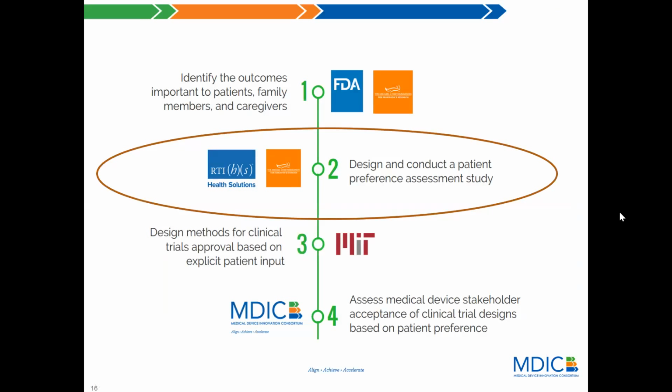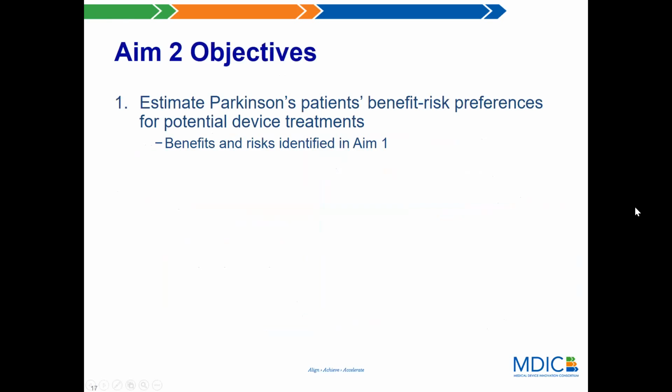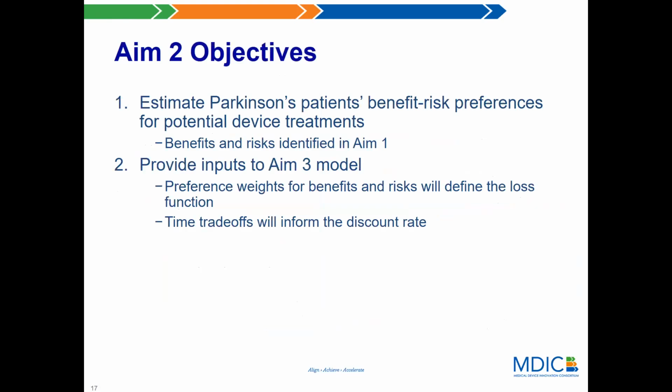So, as Annie had described, there was a lot of work that went into determining what actually went into the patient preference study. And then what I'll describe now is how we took that information and what we did with it in order to inform AIM-3, which is the design of the clinical trials. So our first objective here was to estimate the benefit risk preferences for the different attributes of potential device treatments and to provide the input into the model in AIM-3, which Sho will describe in just a minute.